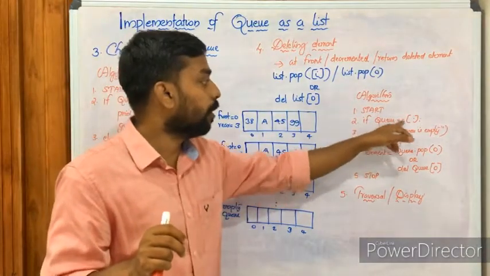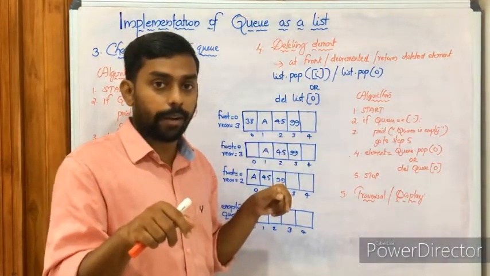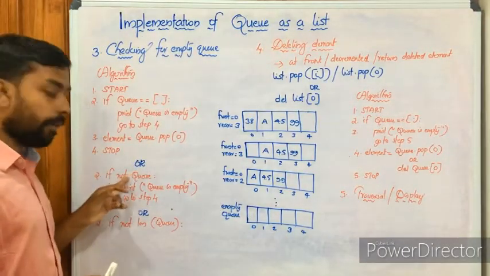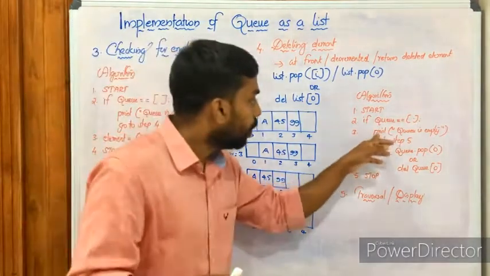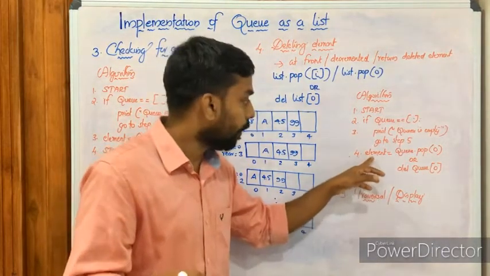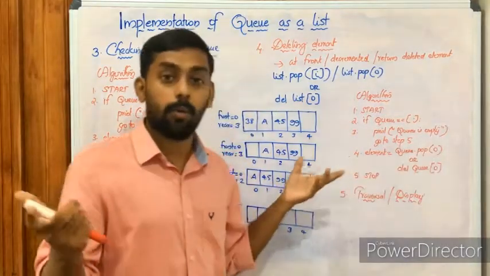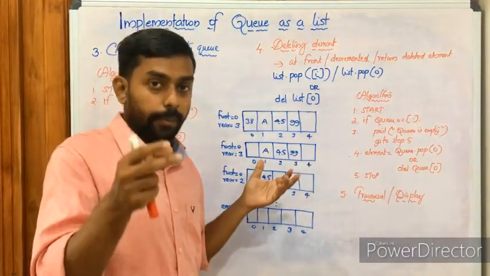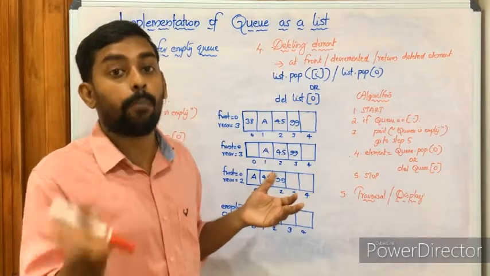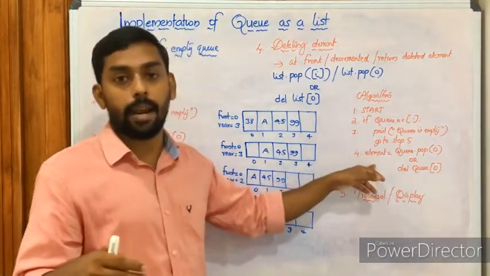Start. If q equal to empty square brackets, or you can apply any of these: if not q, or if not len of q, print q is empty, go to step 5, which is stop, of course. Otherwise, element equal to q dot pop of 0. The element at the zeroth index will be deleted, popped out, and stored in element.